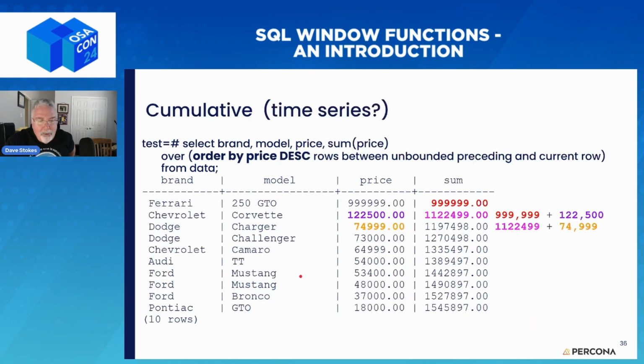If you like time series data, one thing you can do is order by price descending, rows between unbounded preceding and current row. So we're ordering by price, and our most expensive one is this 250 GTO, and the total sum is $999,999. If we add the price of the Corvette here, we end up with this number. If we add in the third most expensive car, we end up with this number. So that's between unbounded preceding and the current row.